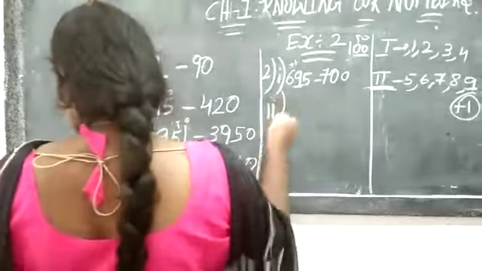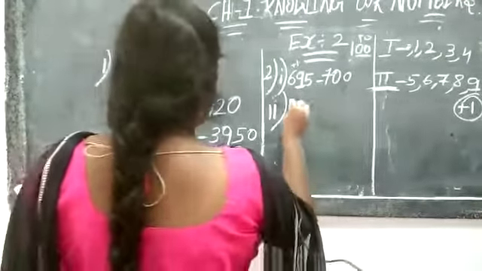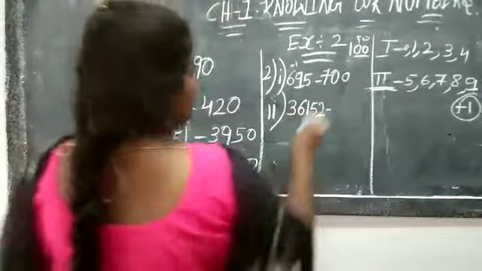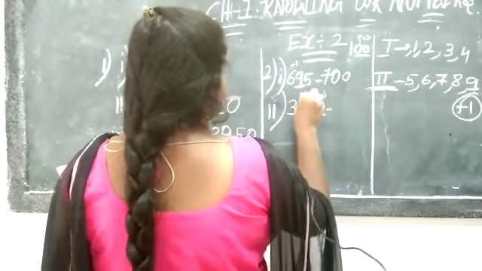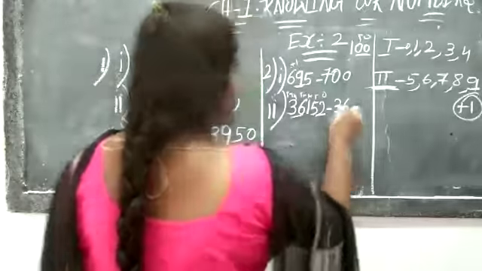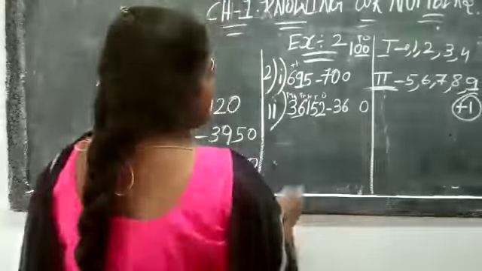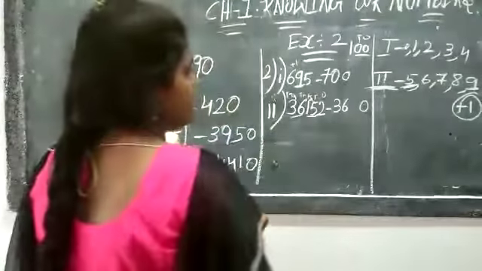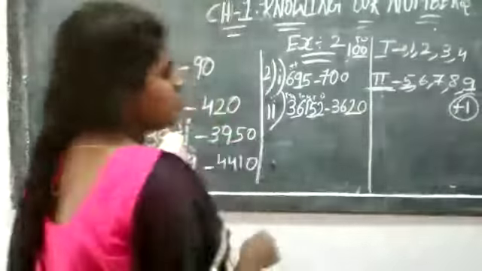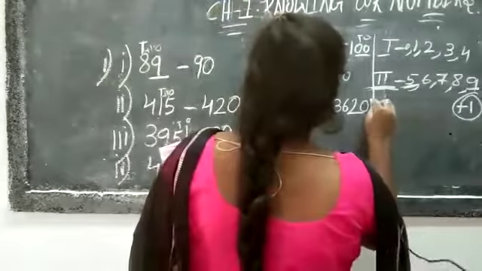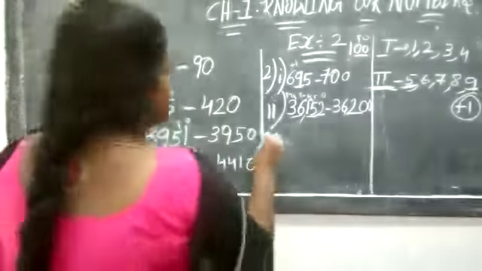Now next, second one: 36,152. Now ones, tens, hundreds, thousands and ten thousands. You write 36 like that only, and the ones place is 0, and you check the tens place. What is the tens place? 5. It is in your second train. What do we need to do? We need to add 1 to our hundreds place. Now what will 1 plus 1 become? 2. Now your 36,152 is nearest to 36,200. Okay? Now next.